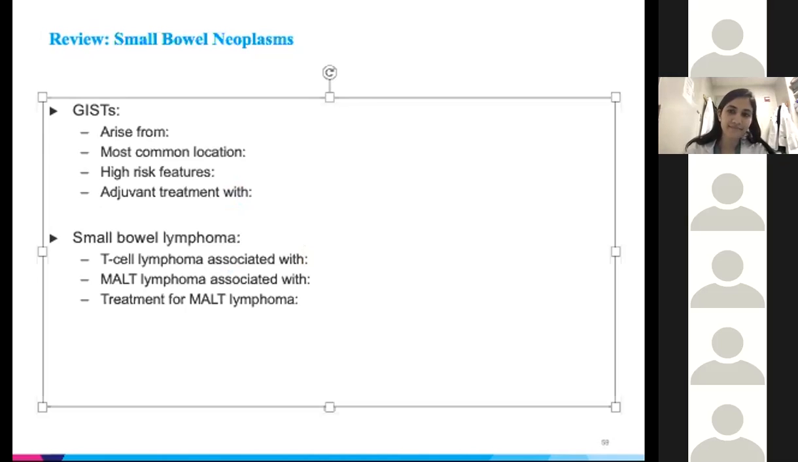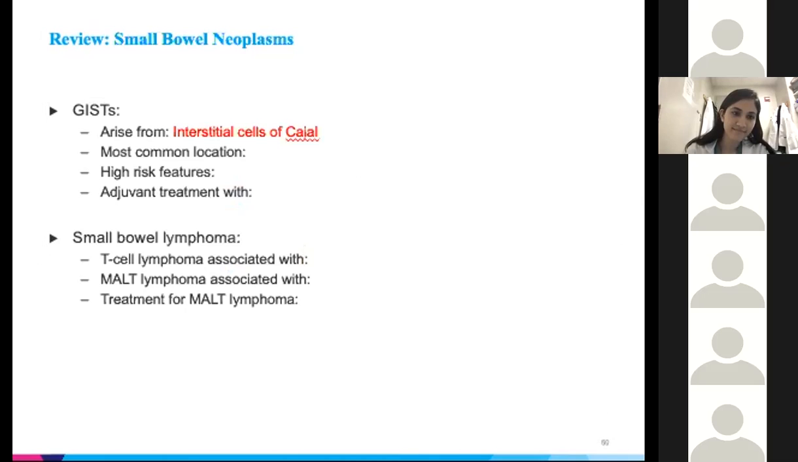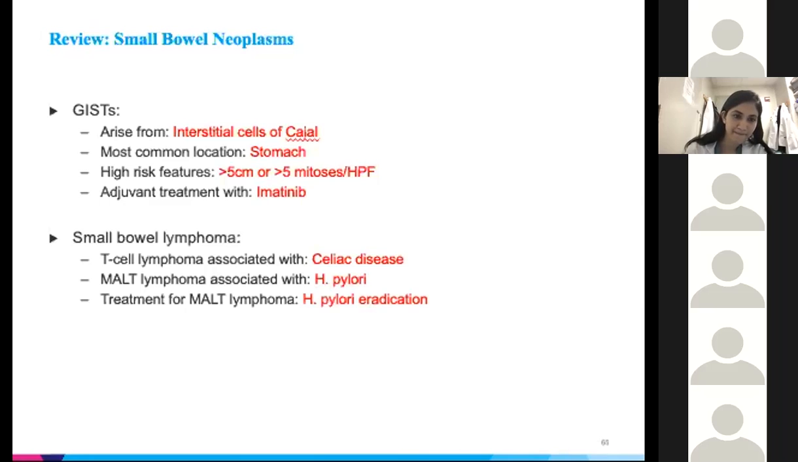So GISTs are from the interstitial cells of Cajal. Most common location, I think we said, was the stomach. The high-risk features are greater than 5 centimeters and greater than 5 mitoses per high-power field. Adjuvant treatment is with imatinib, which is Gleevec. Small bowel lymphoma: T-cell lymphoma is associated with celiac. MALT is associated with H. pylori, and treatment is triple or quadruple therapy.